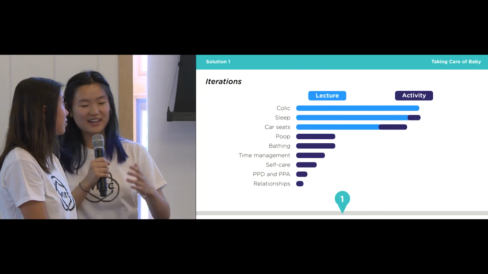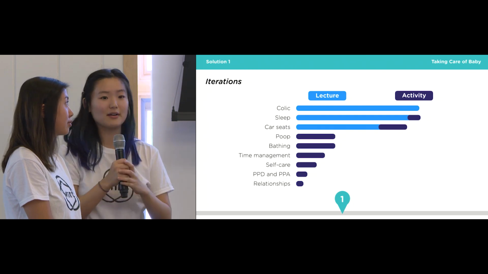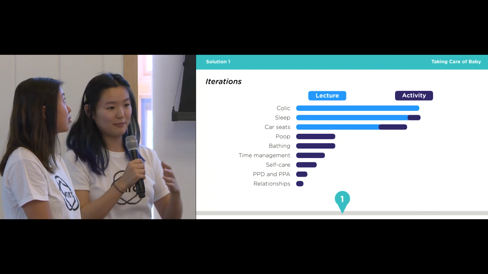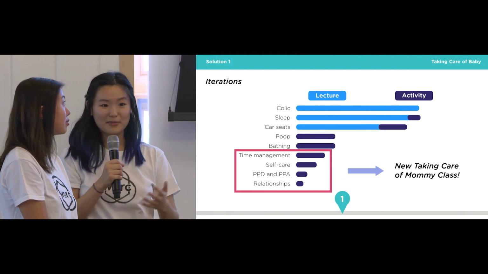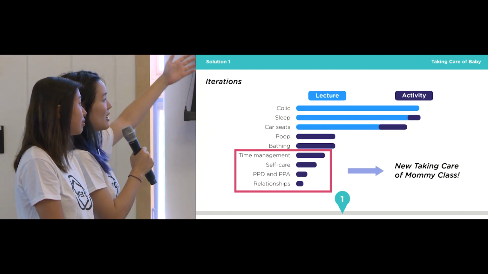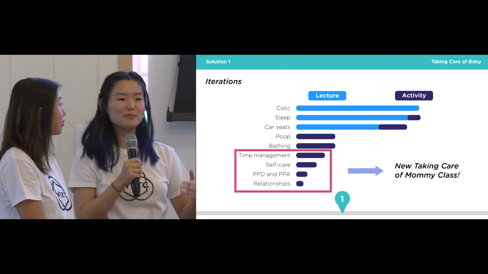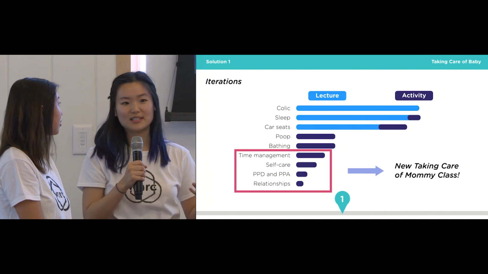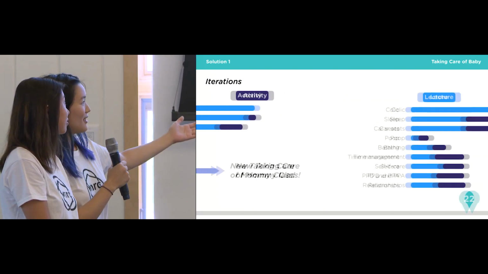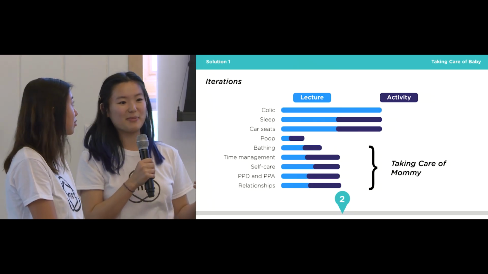So how did we get here? Our first iteration was very different. You're looking at the current topic breakdown of past Taking Care of Baby, and we just thought, why not create a new Taking Care of Mommy class to address these lacking topics? Turns out the WHRC got feedback that if moms don't already invest in self-care, then they will not take an optional class about it. So instead, this leads us to what we have today, which is integrating Taking Care of Mommy into Taking Care of Baby.